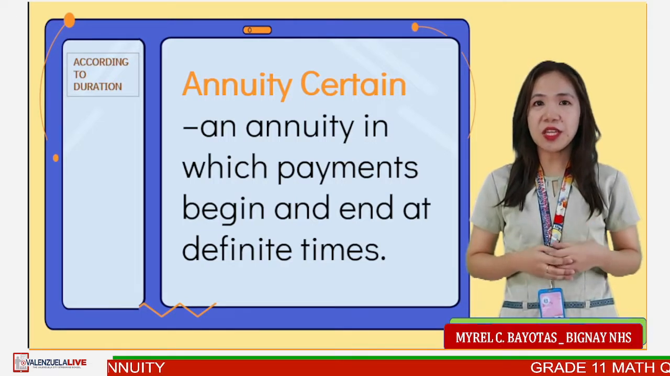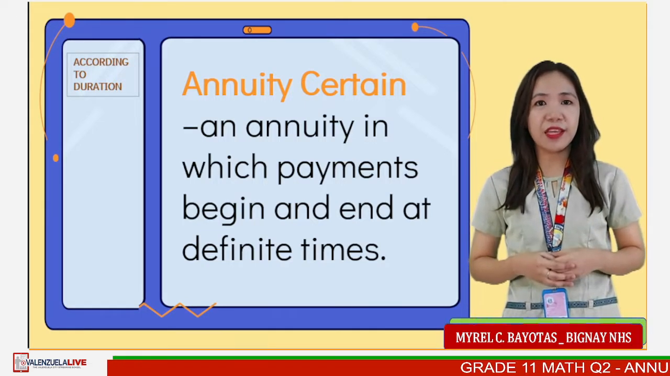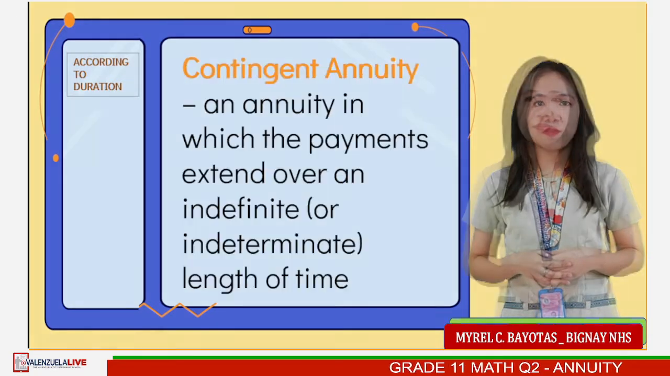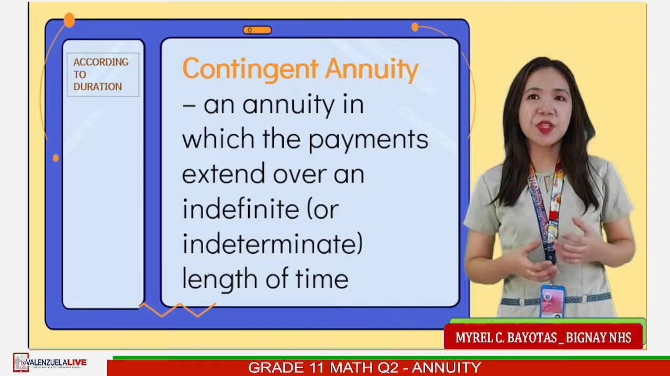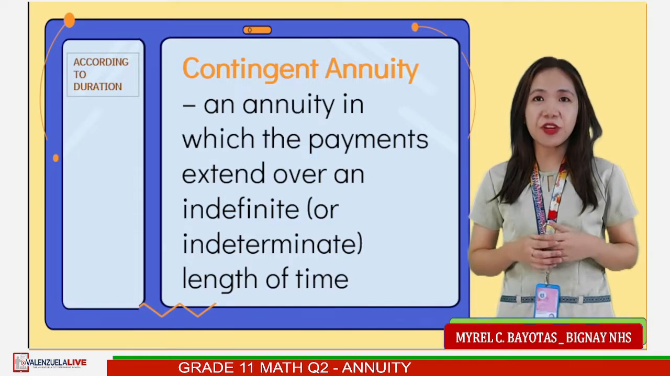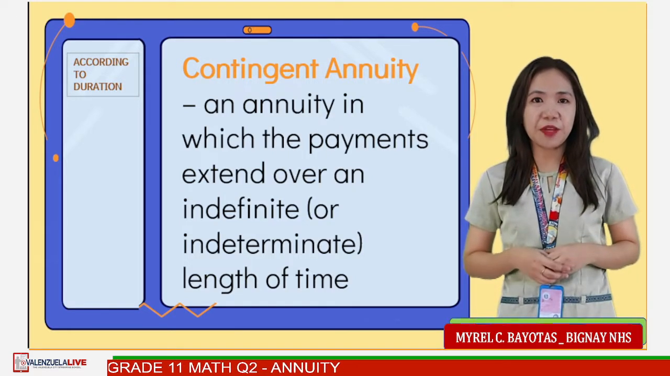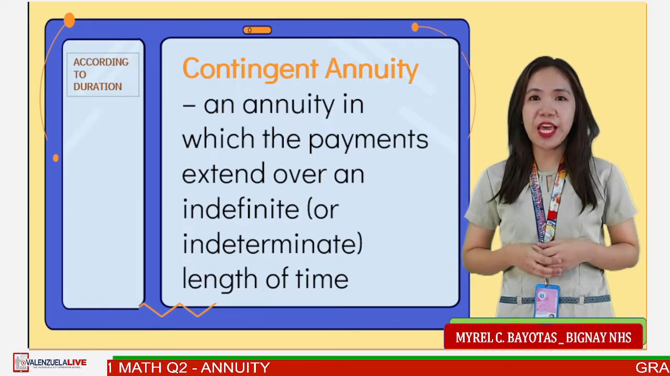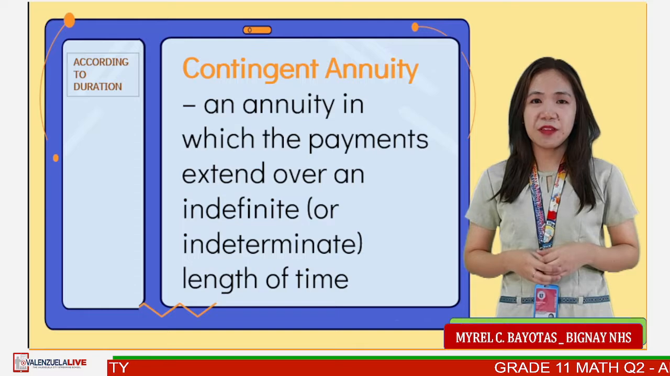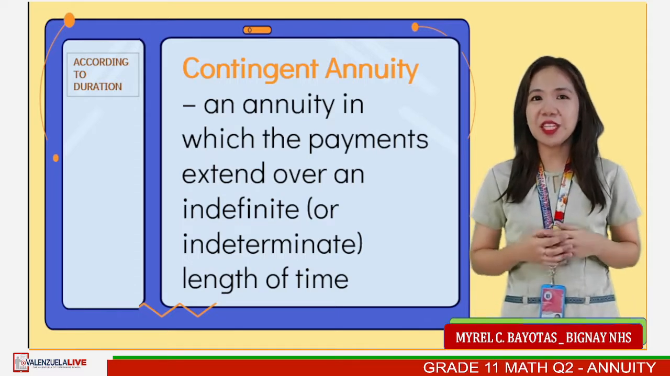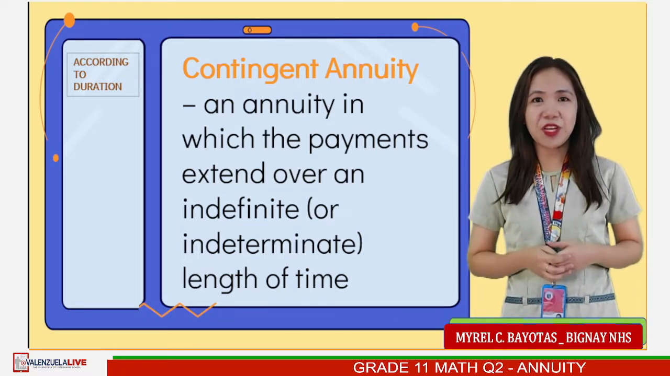Annuity certain is an annuity in which payments begin and end at definite times. Contingent annuity is an annuity in which the payments extend over an indefinite or indeterminate length of time. Examples of contingent annuity are life insurance and pension payments. Alright, before we dig in deeper in this topic, let's recall.